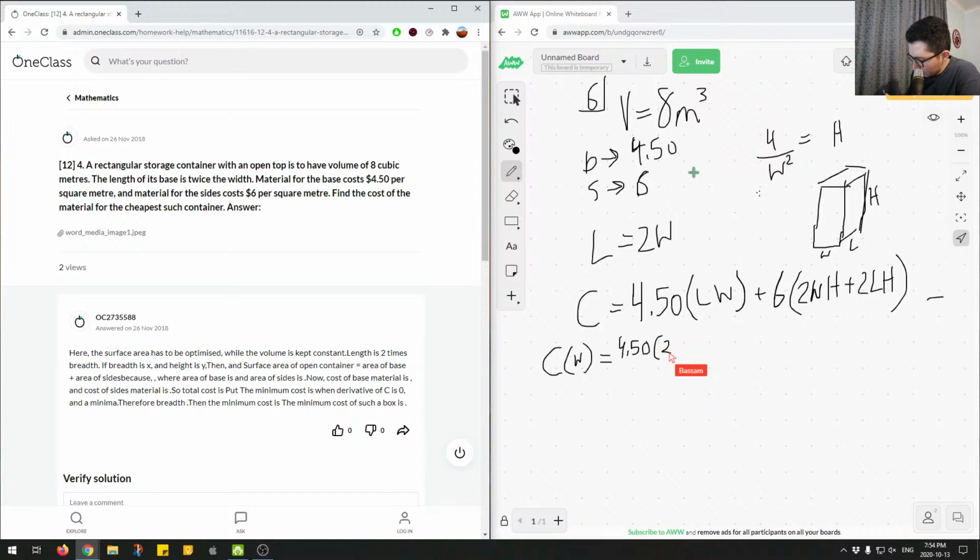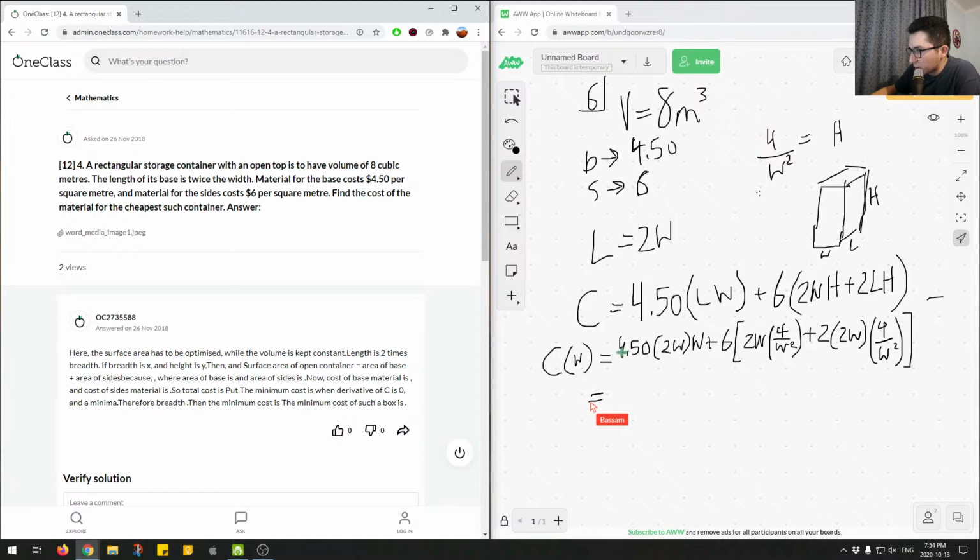times 2W, so that's for L, times W plus 6. And then we have in brackets 2W, so W you'll say the same, H, which is up here, 4 divided by W squared, plus 2L, which is 2W, 2W times H, which is 4 divided by W squared, in brackets. So we'll keep going with this.